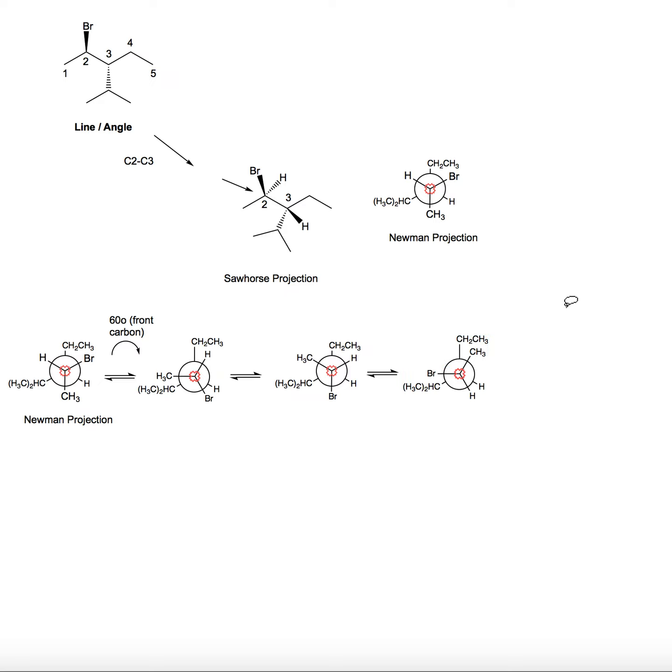Okay? Another 60 degrees to the right side will take us from eclipsed to another staggered conformation, and this staggered conformation once again will have the back carbon fixed. Then in the front carbon we will have bromine coming here, methyl will be coming here, and hydrogen will be coming here.